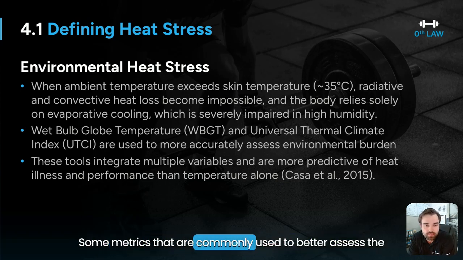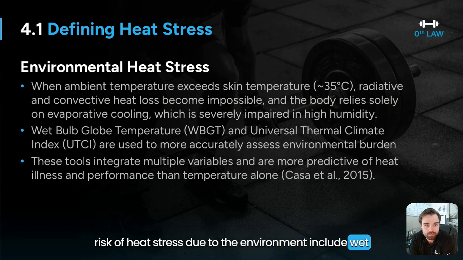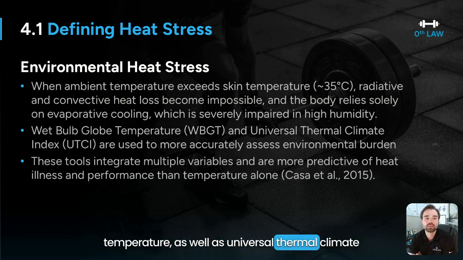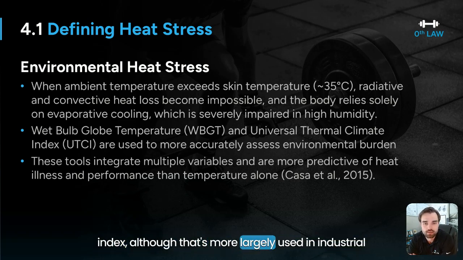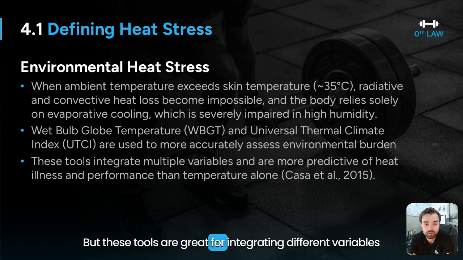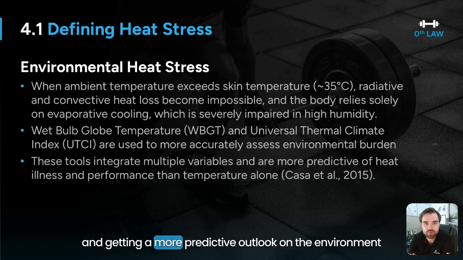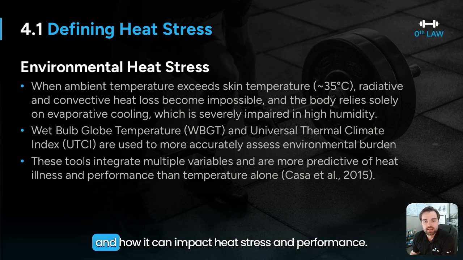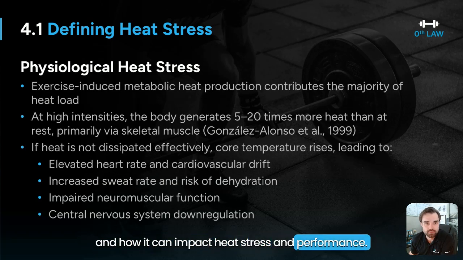Some metrics that are commonly used to better assess the risk of heat stress due to the environment include wet bulb globe temperature, as opposed to just a regular temperature, as well as universal thermal climate index, although that's more largely used in industrial settings. But these tools are great for integrating different variables and getting a more predictive outlook on the environment and how it can impact heat stress and performance.